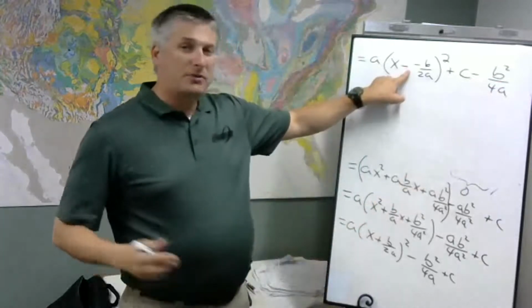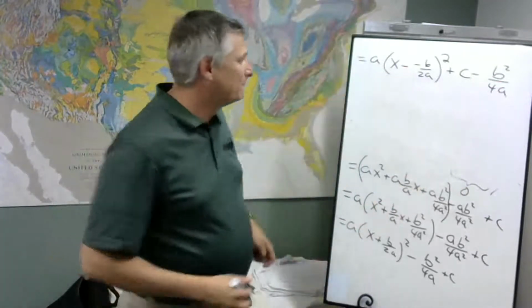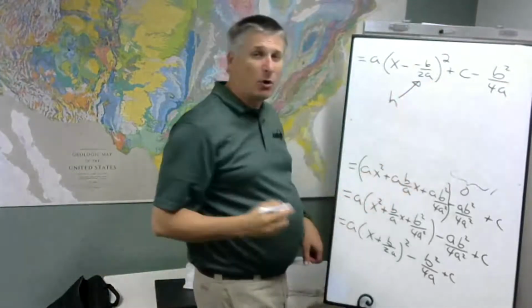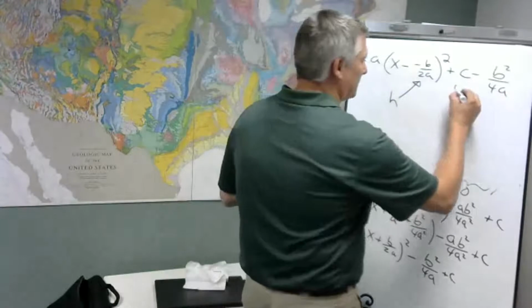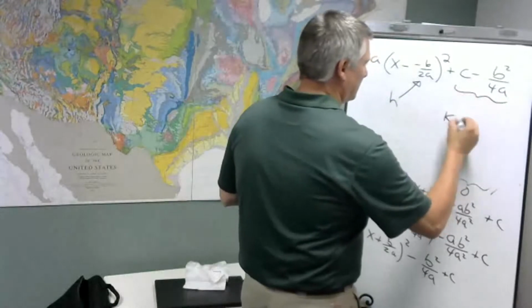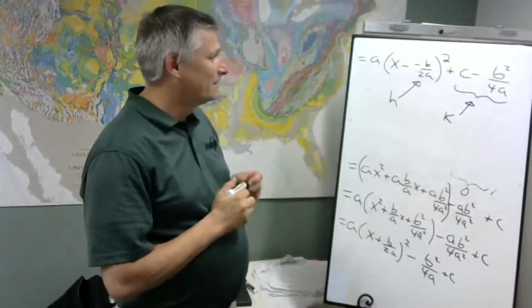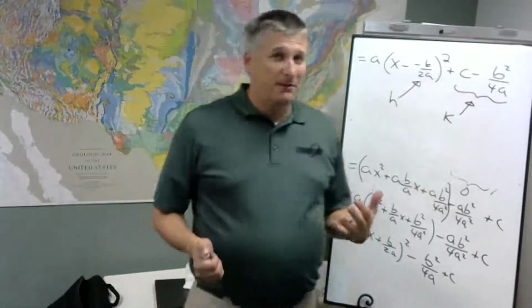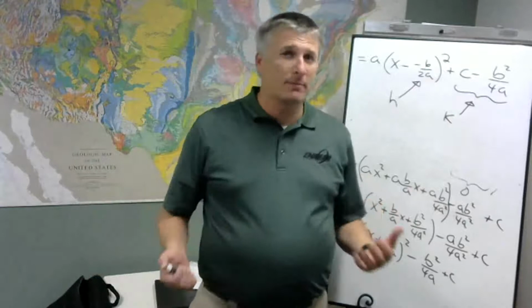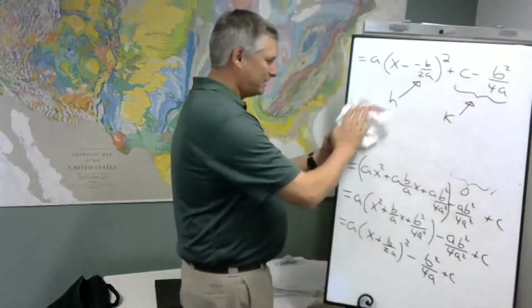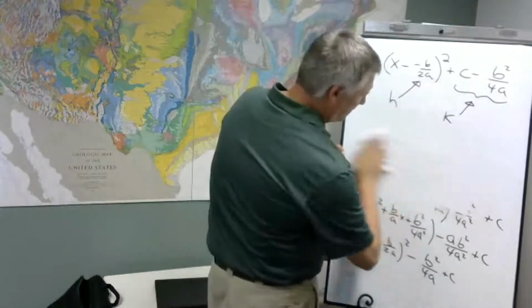And notice that I changed the plus to minus a negative. We always subtract h, and we always add k. So this is what we figure out. We come up with formulas for h and k. And there's actually a simpler way to do k, but I'll go over that.